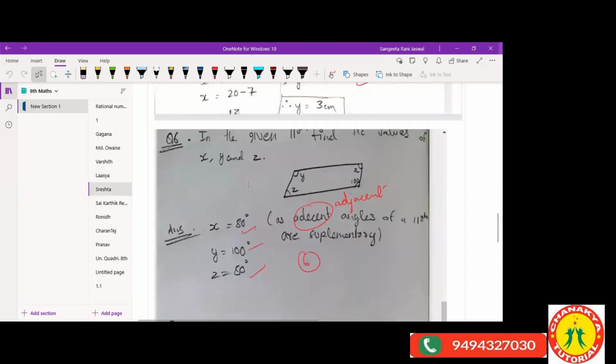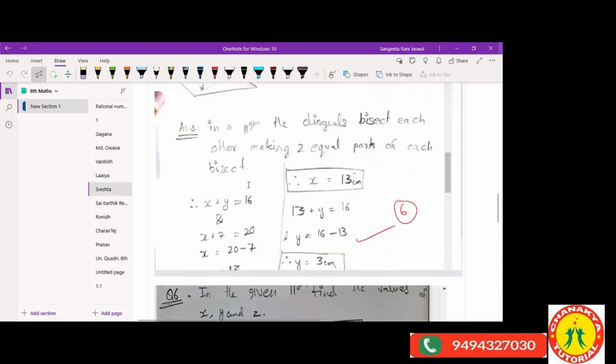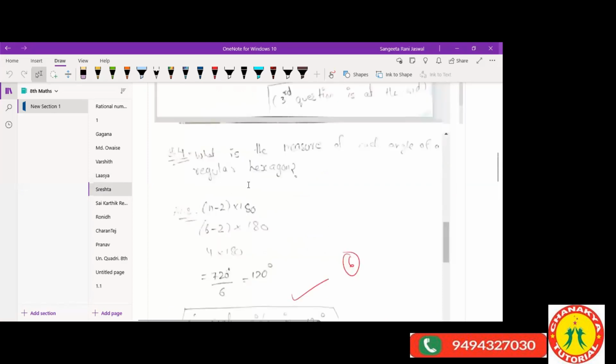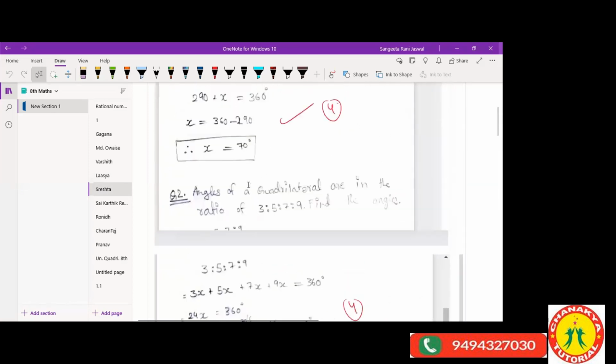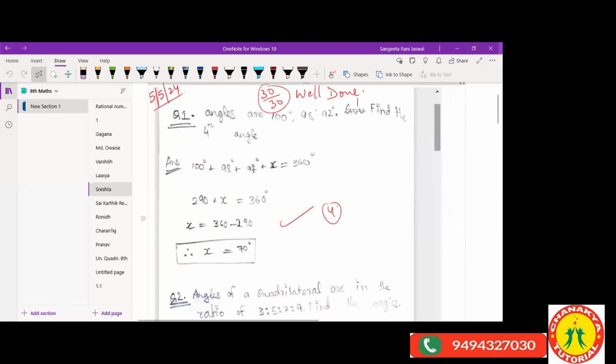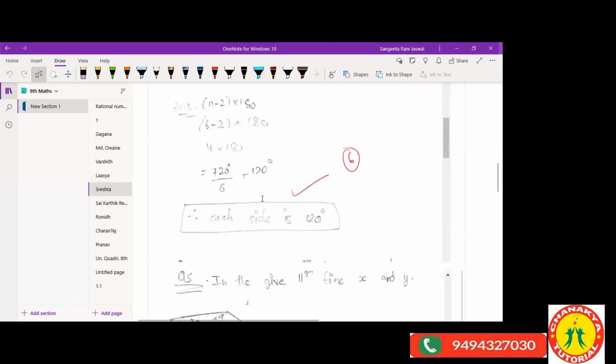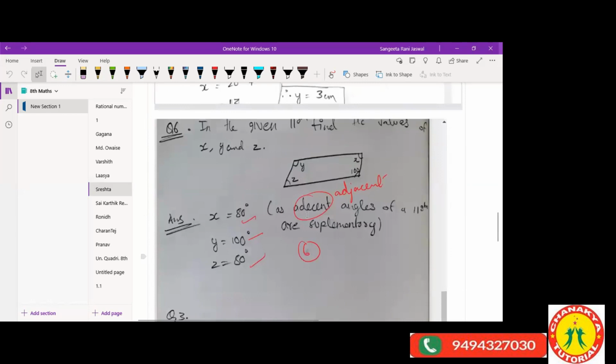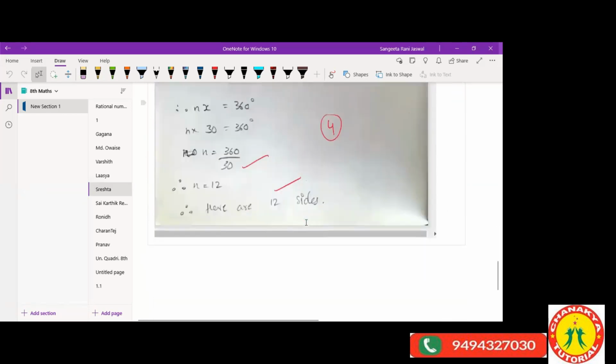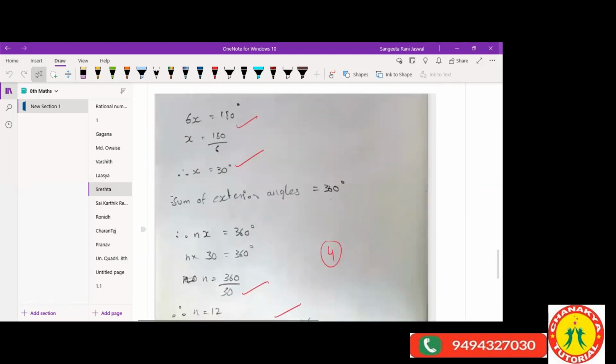Now next. Ma'am, can you show my paper? Who's that? Shrestha. Yes, Shrestha, this is yours only. Your all answers are correct. You have got full on full. Everything is perfectly done. Adjacent spelling is like this. Okay, Shrestha, good beta. Very nice.